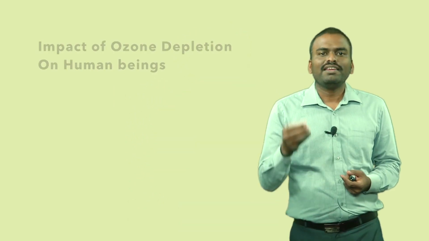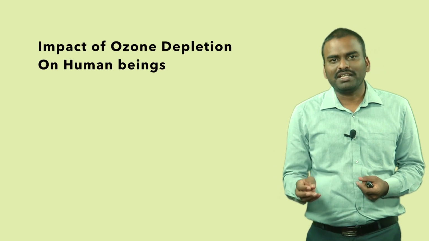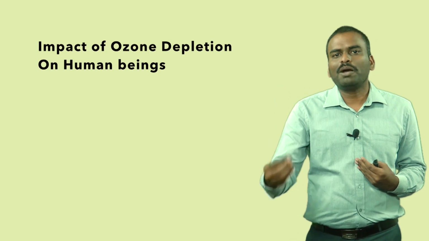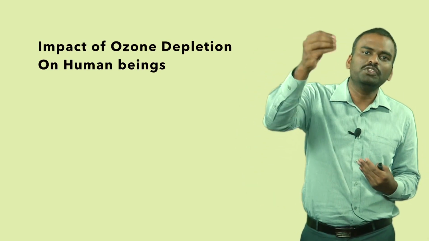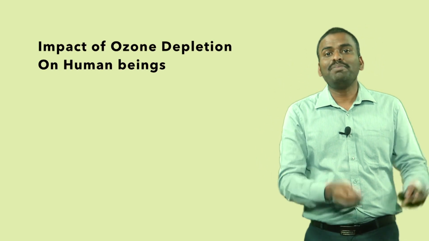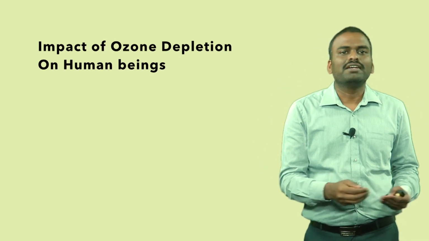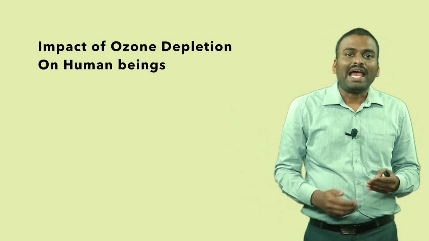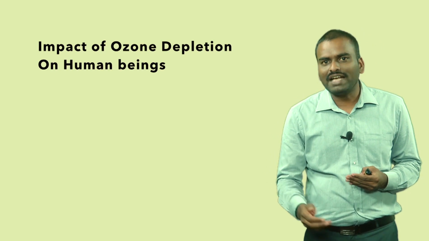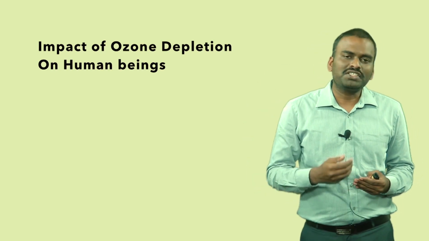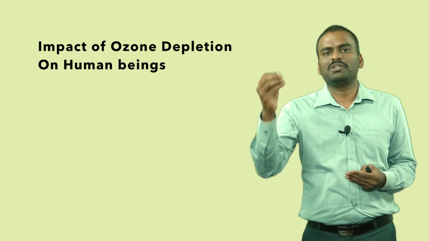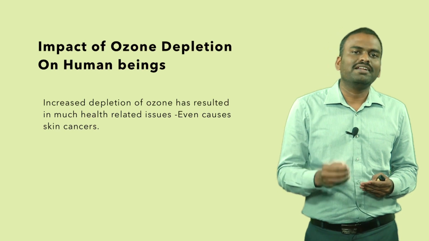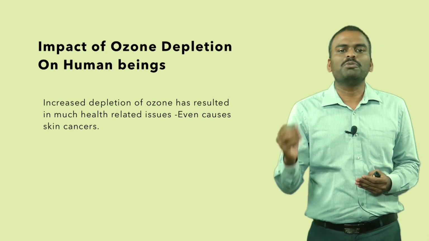The first one, impact of ozone depletion on human beings, because we are much concerned about ourselves. Let us look into the problems which may arise because of ozone depletion, or which have been already affecting human beings since the 1960s onwards, as industrialization concentrated in the world, which ultimately caused problems for the ozone layer. Yes, the increased depletion of ozone has resulted in many health problems for human beings.